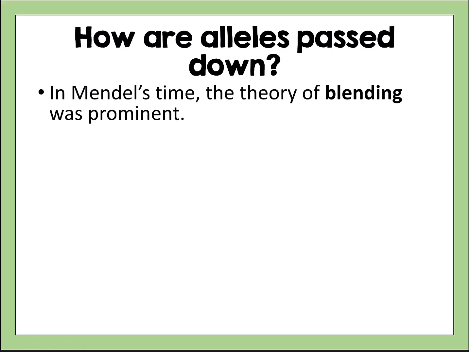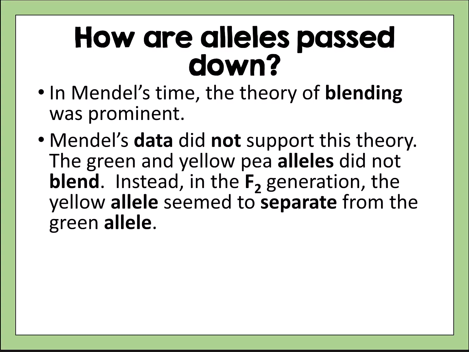In Mendel's time, the theory of blending was prominent. So this would be the theory that two parents' traits are going to combine in a blending way to create some sort of intermediate. So if you had a tall pea plant and a short pea plant, they might blend, and then the next generation would have a medium height pea plant, or all medium height pea plants. And Mendel's data, in fact, did not support that theory. The green and yellow pea alleles did not blend. Instead, in the F2 generation, the yellow allele seemed to separate from the green allele.